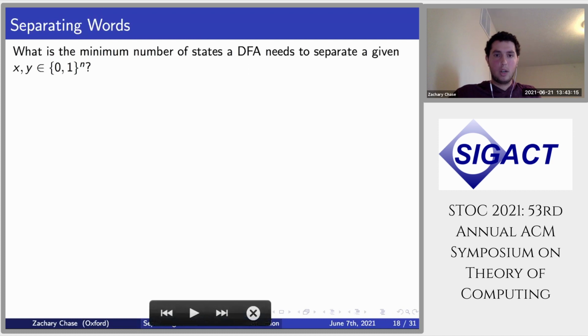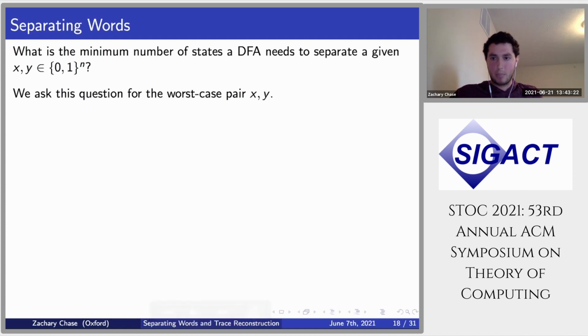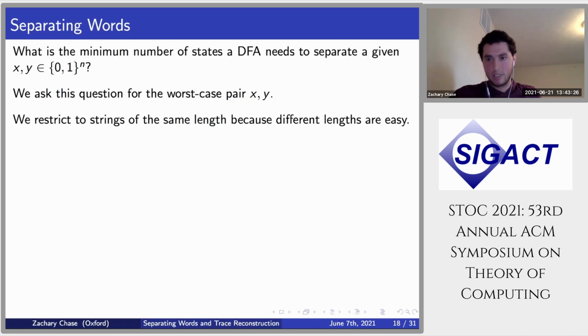Okay, so the question is, what is the minimum number of states a DFA needs to separate a given x and y of length n? So we ask this question for the worst case pair x and y. So the answer is just a function of n. And we restrict it to x and y of the same length because if they have different lengths, you can easily find a DFA that separates them with few states.